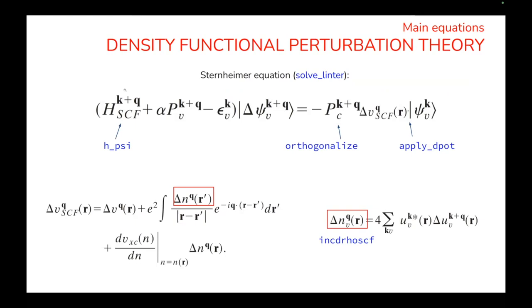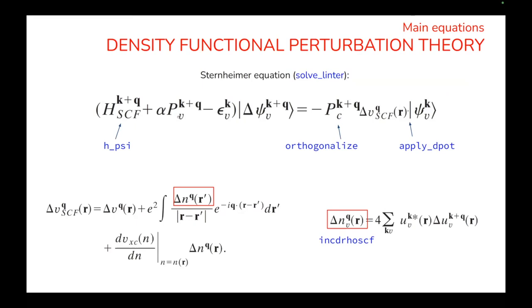And also in this slide, we show you the names of the Fortran routines in Quantum ESPRESSO that implement these objects. This will be needed later during the hands-on, because Laura will show you how to run the phonon code on the GPUs. She will refer to these routines just to tell you how much time is spent in different parts of the code. So h_psi is the routine that implements this Hamiltonian. Then we have alpha, just some constant, P_v at k plus q. P_v is the projector on occupied states, evaluated at point k plus q.